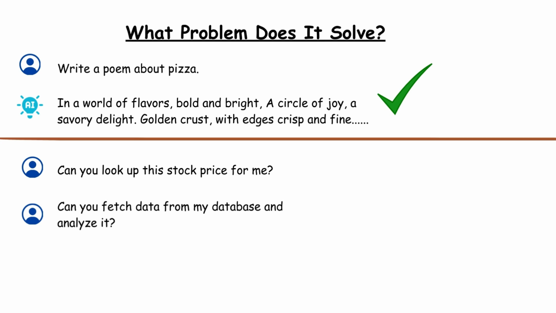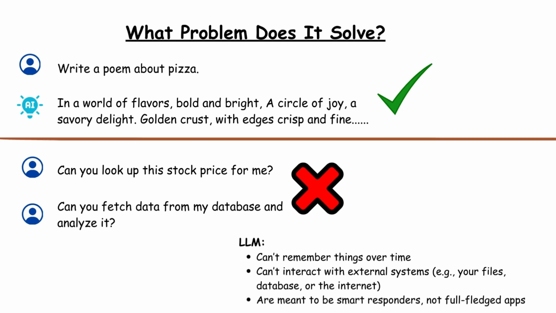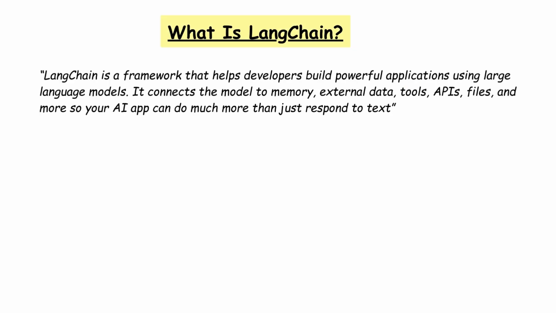But why are they not possible? Large language models can't really remember things over time. And they also can't interact with your external systems like files or databases. They are built to be a smart responder, not a full-fledged app. Now, how does LangChain come in? LangChain is a framework that helps developers build powerful applications using large language models. It connects the model to memory, external data, tools, APIs, files, and so on. So your AI app can do much more than just respond to your text.